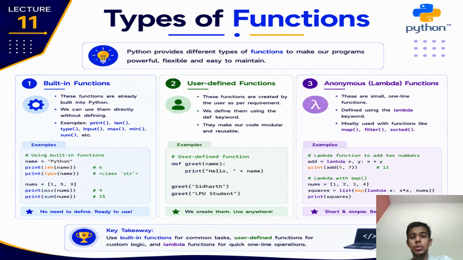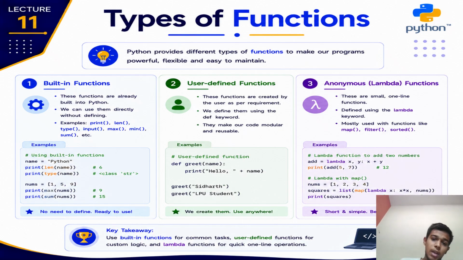So in the previous slide, we learned what functions are, how to create them, how to pass parameters, and how to return values. Now let's learn about the different types of functions available in Python. Python provides different types of functions to make our programs more powerful, flexible, and easier to maintain. In this slide, we will discuss three main types of functions: built-in functions, user-defined functions, and anonymous or lambda functions.